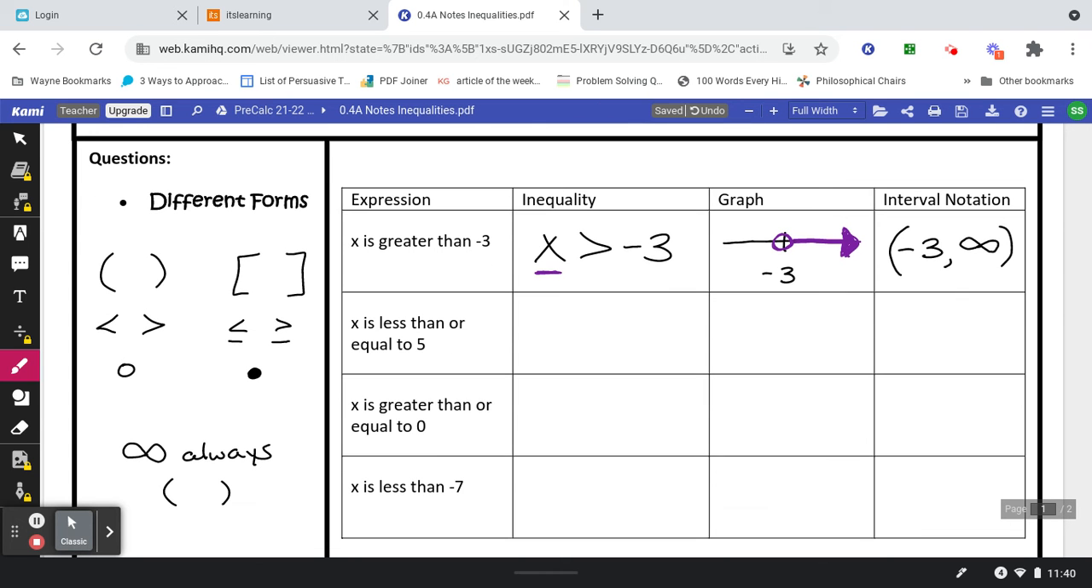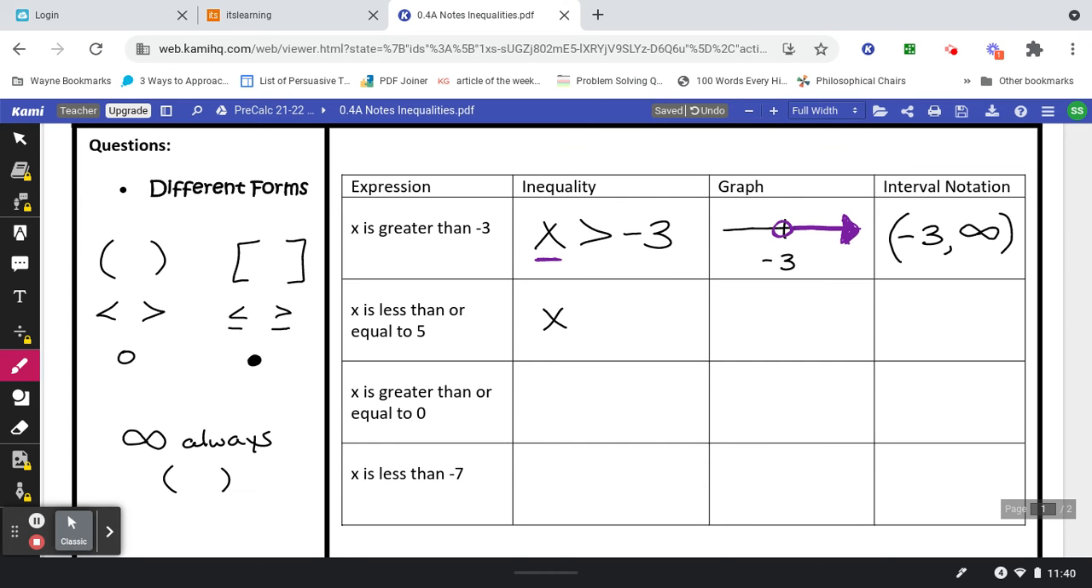All right, let's take a look at the next one. x is less than or equal to 5. We'll do a quick sketch. Put the 5 in the middle. This is going to be a closed circle. And again, as long as the x is first, the arrow will show you which direction to point. Less than would be numbers that are smaller than 5, which would be to the left.